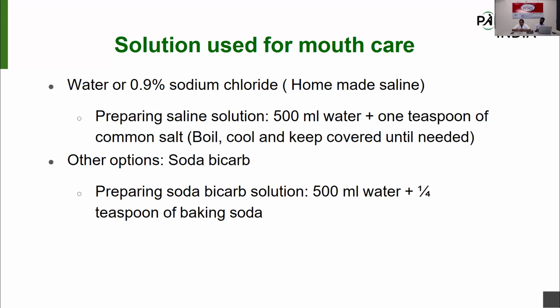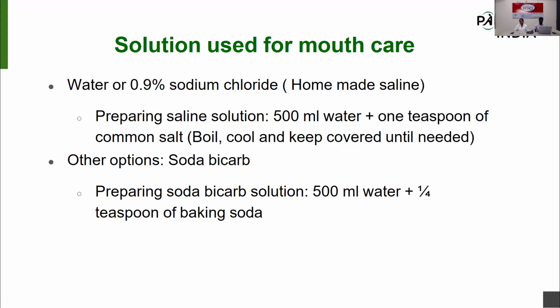Okay, so Jaya has replied that radiation therapy can also cause oral problems. What will happen in radiation? It will lead to dryness of the mouth, if it is near the neck or the breast area. Dryness of the mouth is the first side effect. So one of the radiation side effects is dry mouth, or it can also cause ulceration. So we'll come back to our topic, that is, the solution used for mouth care is water.